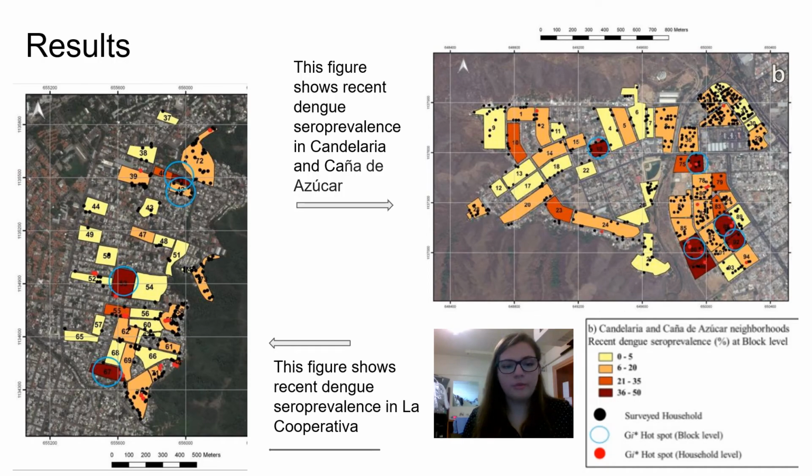This slide represents more recent dengue infections. As can be seen, these darker areas again represent blocks with a 36 to 50% seroprevalence. The blue circles represent blocks that had a high seroprevalence and were considered hotspots, while the red dots represent households that were considered hotspots. Their results found that 36 people lived in these hotspot households, while 144 people lived in hotspot blocks.